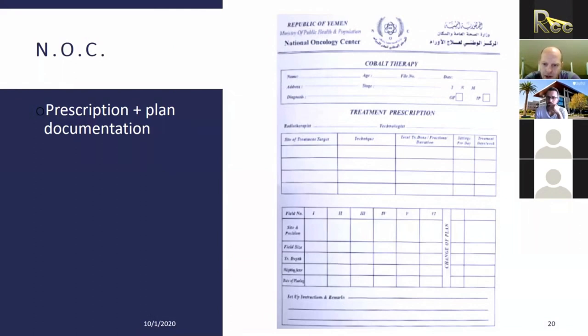And then moving down, we get a little more granular with the field information. We have each field, the site and position, field size, treatment depth, and so forth, and setup instructions and remarks. So a very good amount of information here for a 2D treatment and all of the details there. And then there's information there for change of plan as well.